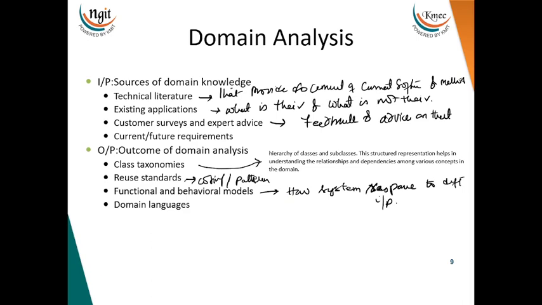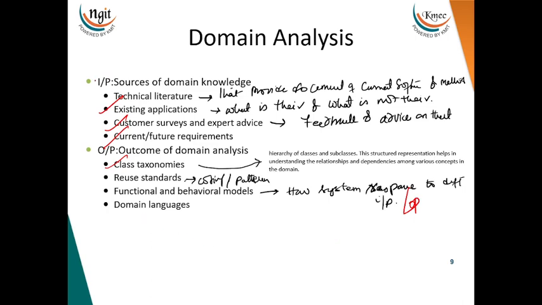The input sources are technical literature that provides documentation of current software and the methods used, and existing applications: what is there, what is not there, what is the customer feedback, and what are the current features. The outputs are the class taxonomy, meaning the hierarchy of classes, subclasses, structure, and representation, everything reusable, and coding patterns that should be used. Functional dependency: how the system responds to different inputs and outputs should be mentioned.